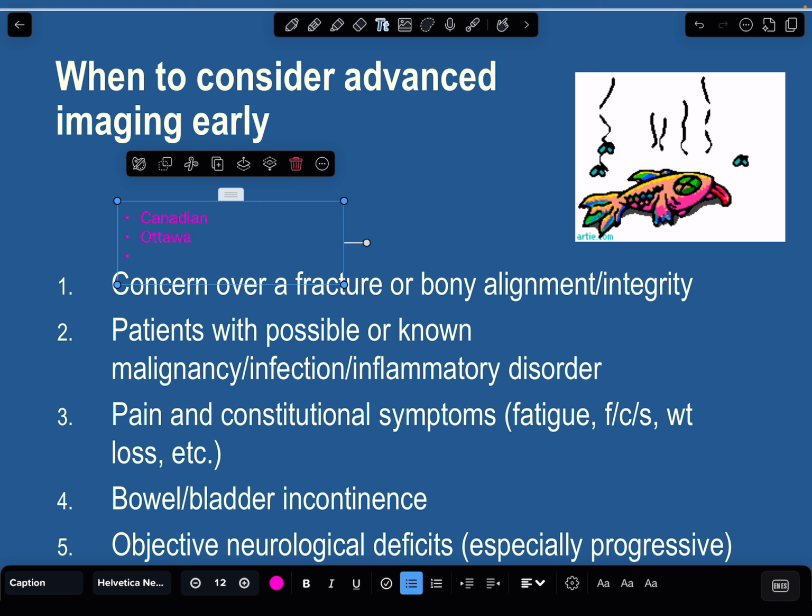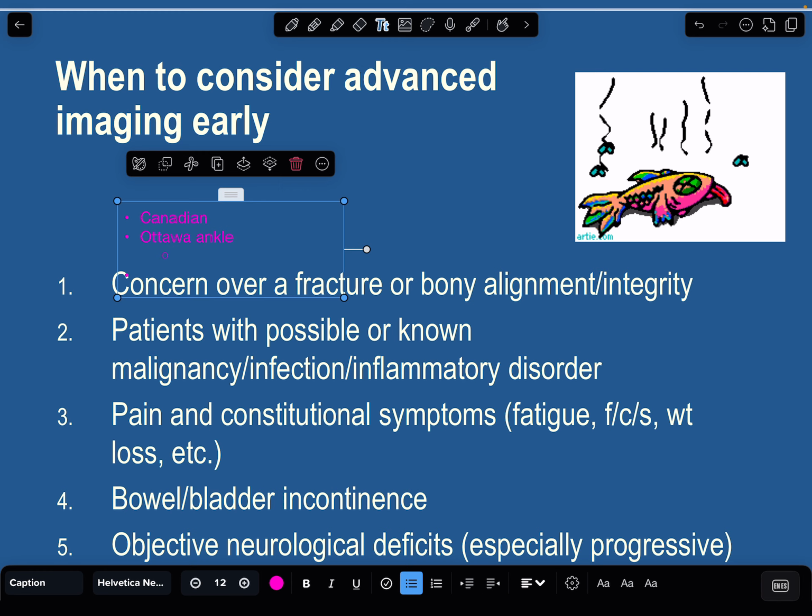So what's the Ottawa ankle rule? You're looking at gait, and you're looking at palpation. You're going to palpate the medial and lateral malleoli. You can also go down the foot and palpate the base of the fifth metatarsal and the navicular. If there's fracture-quality pain and tenderness, and there's trauma, you get an image.